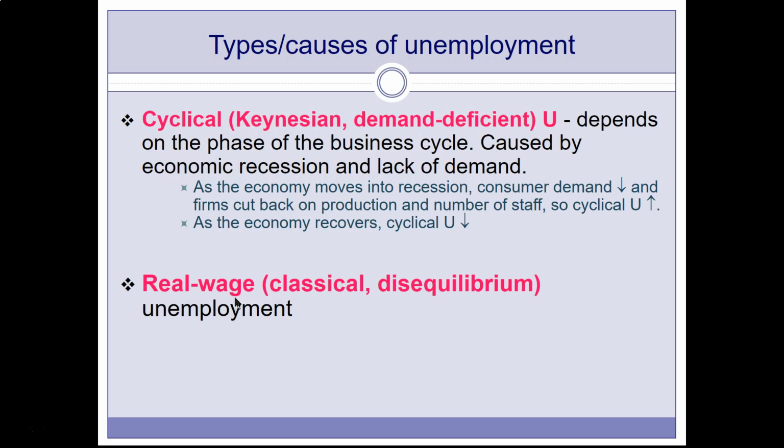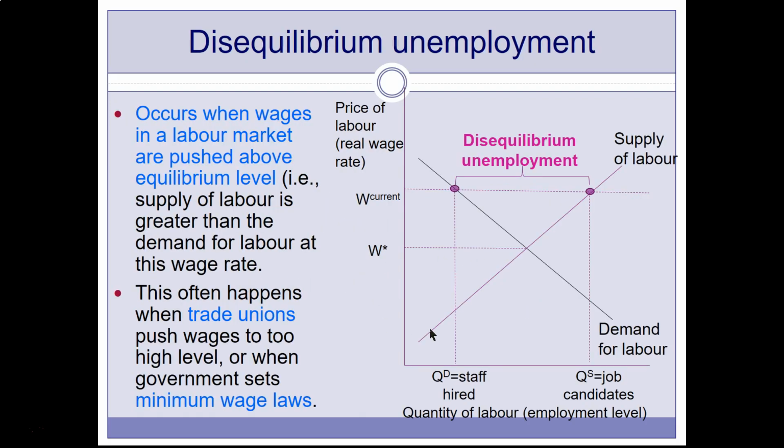Another type of unemployment occurs due to imperfections in the market mechanism itself. It's called real wage or classical or disequilibrium unemployment. And as you can guess from the name, it's caused by the disequilibrium in the labor market. As I mentioned previously, we can analyze the labor market using the familiar demand and supply diagram. So let's have a look.